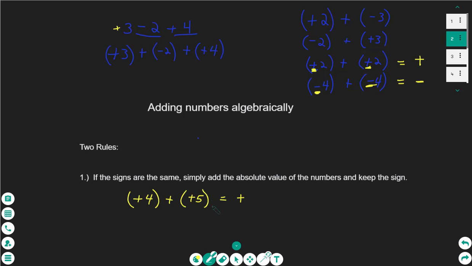Now all we need to do is add the absolute value of the numbers. It sounds kind of tedious to say all this, but essentially we're looking at this positive 4 and asking, what's the absolute value of a positive 4? The answer is 4. What's the absolute value of positive 5? It's 5. So now we can take this 4 plus the 5, and we get 9, right? A positive 9. Positive because the signs are both positive, and 9 because the absolute values of the numbers add up to 9.